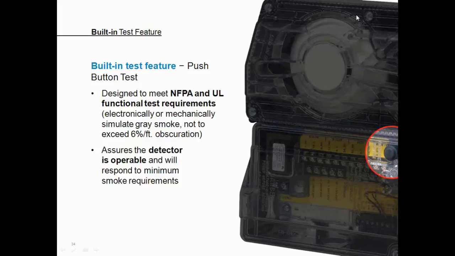One thing that is different about the System Sensor test button is that it actually verifies that your detector is operating within its required test limits instead of just ensuring that the detector has power. So this is why, with our push button test, we're able to say that it meets the NFPA and UL functional test requirements. The testing is completed by a push and hold for test and then a push and release for reset.